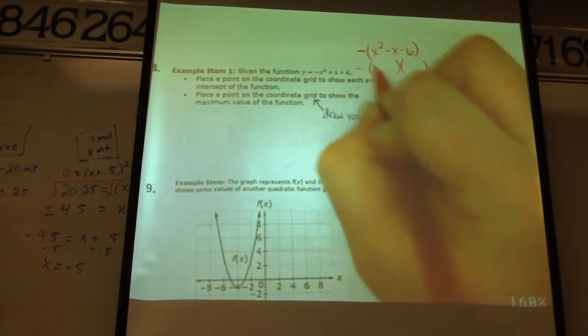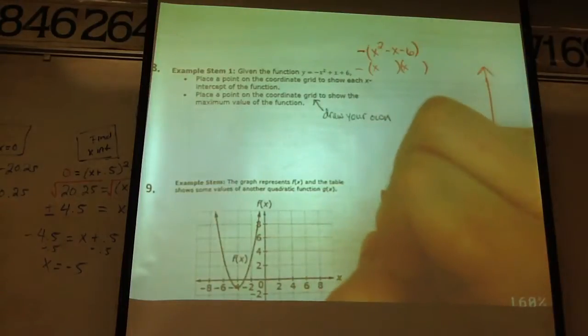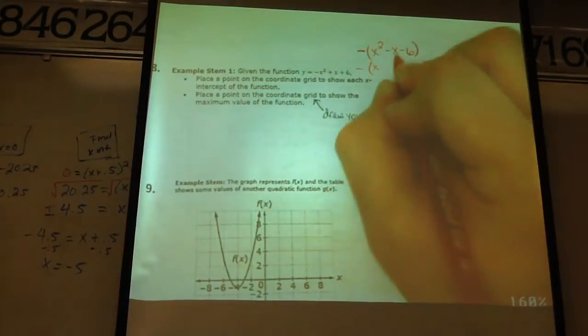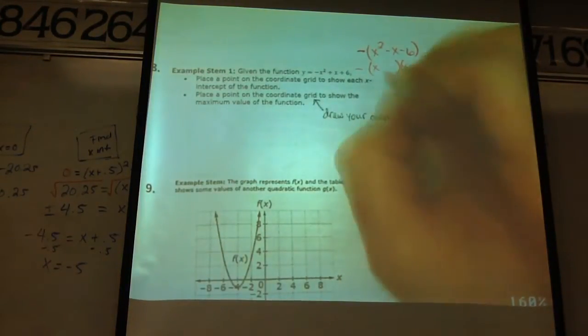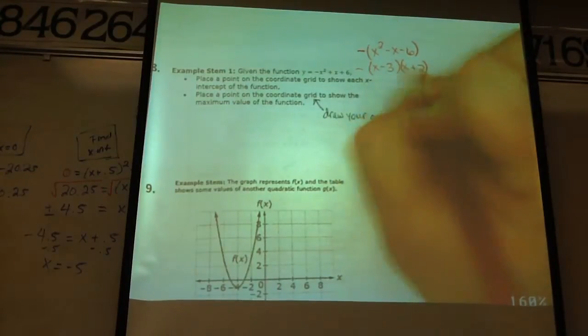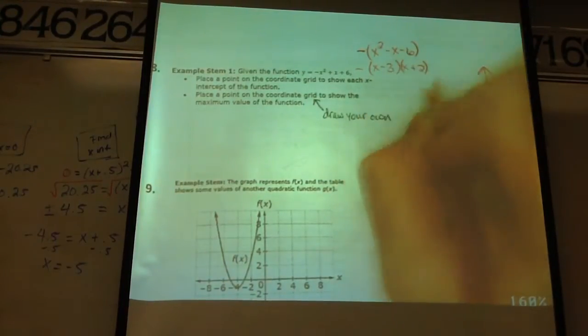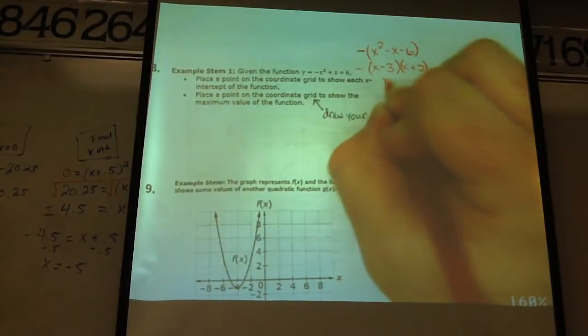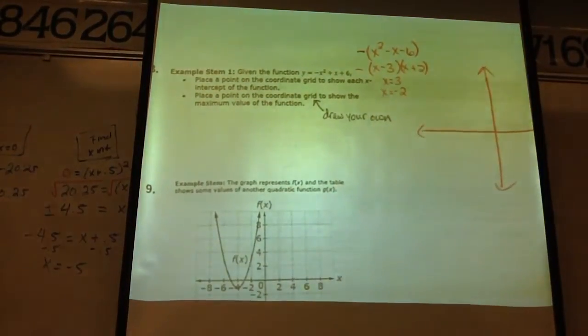Right? 3, 2. Which one's positive? Negative 3 plus 2, that multiplies to negative 6, adds to negative 1. So your x-intercepts would be positive 3 and negative 2. That was pretty fast. That's not bad.